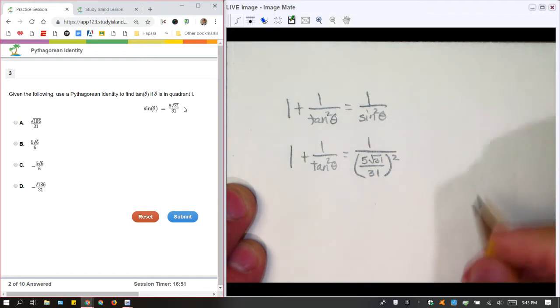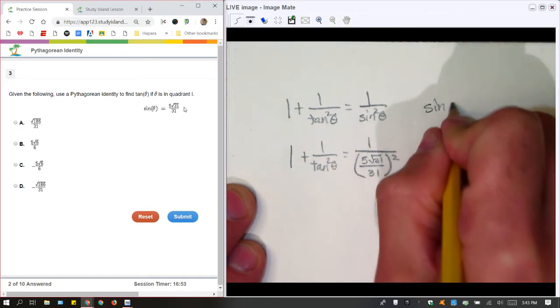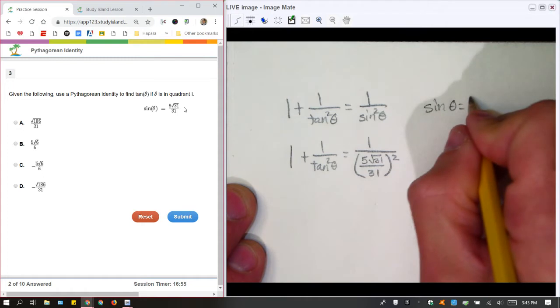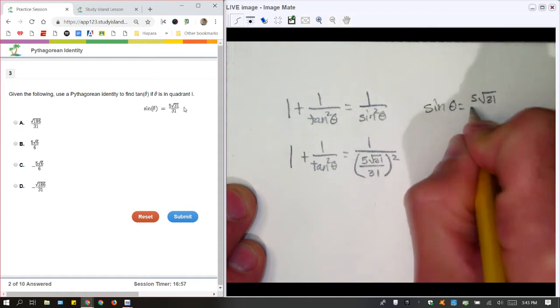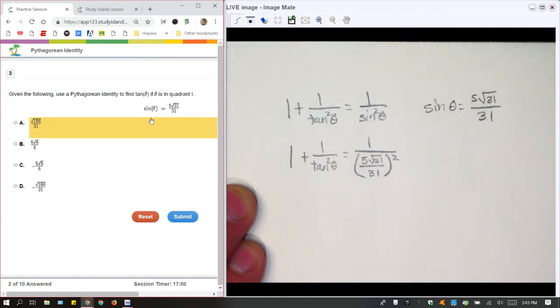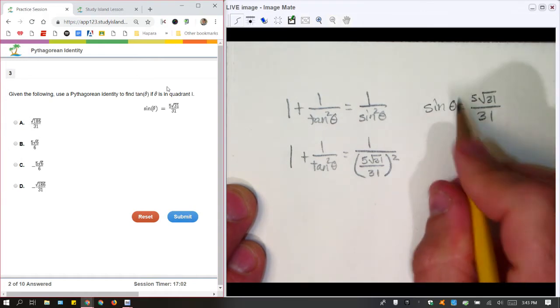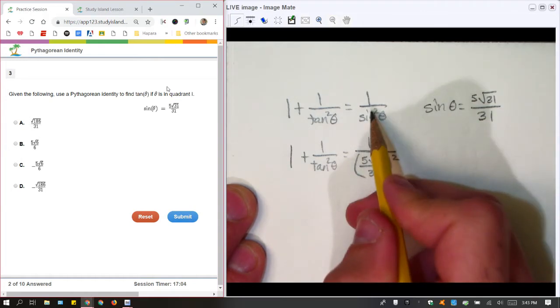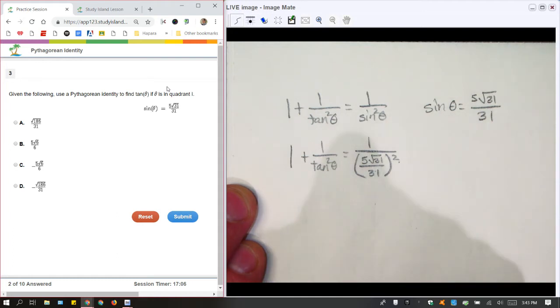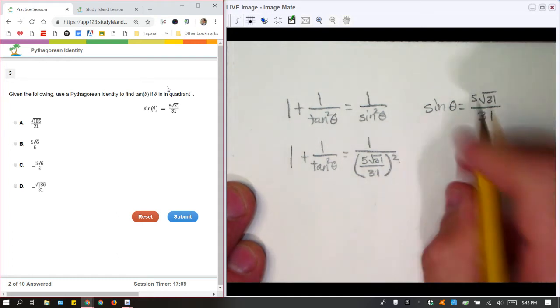squared. So again, this is if the sine of theta in the problem is 5 root 31 over 31, like it says in the problem right there. So we just plugged it in for the sine of theta squared. We have the sine of theta squared now. So let's go ahead and simplify that.